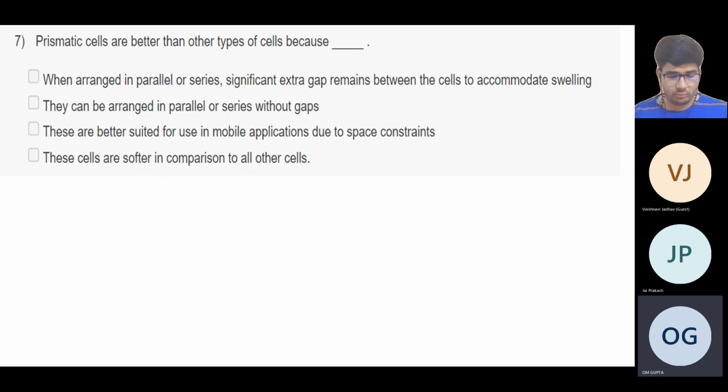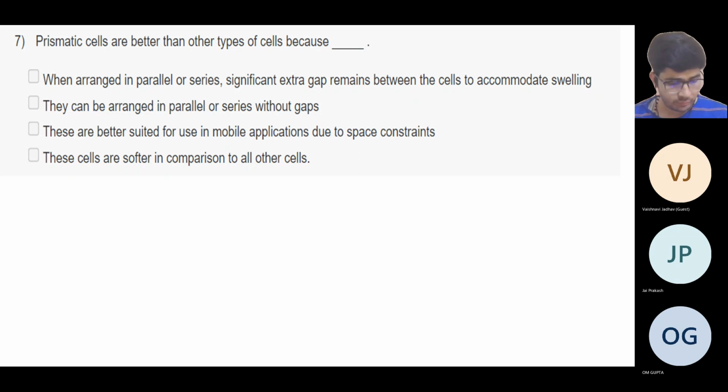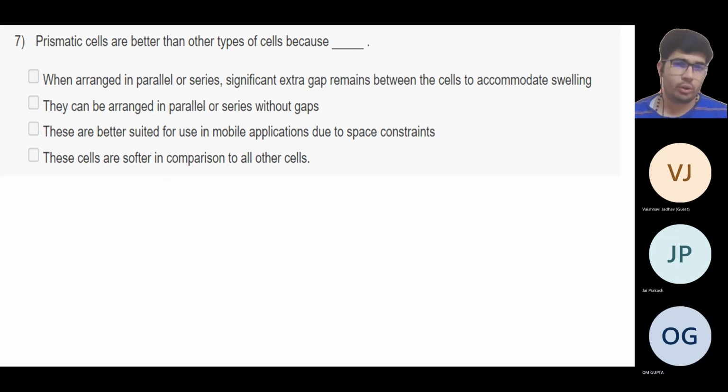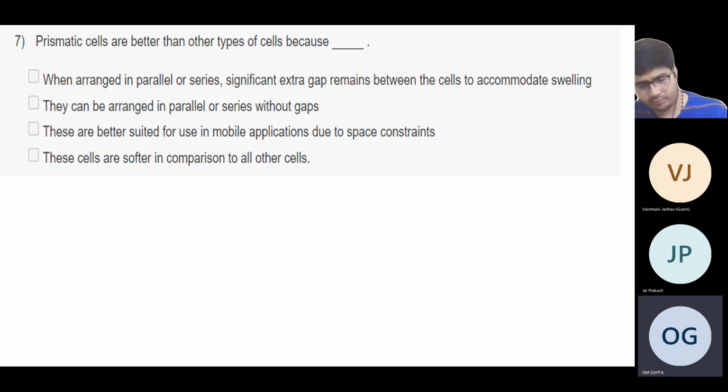Option 3 is the only one. Option 3. These are better suited for use in mobile application due to space constraint. Yeah, it can be. Go through other options also. Maybe more than one option can be correct. So what are the benefits of prismatic cells? Small, compact.